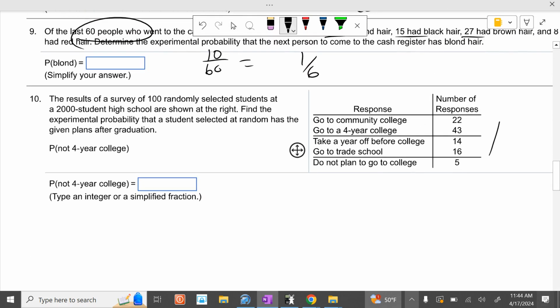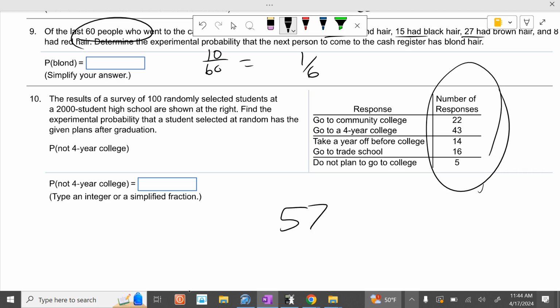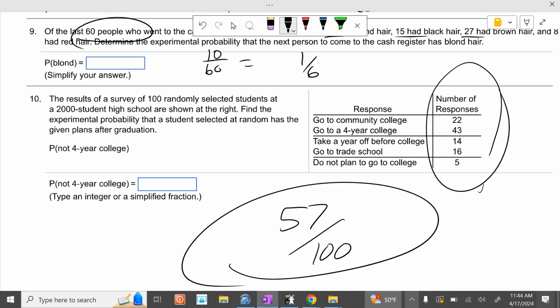Finally, 100 people are asked about college. What's the probability that they will not go to a 4-year college? Well, 43 go to a 4-year college. How many are not going to a 4-year college? 57 won't go out of the 100, and that's a simplified fraction.